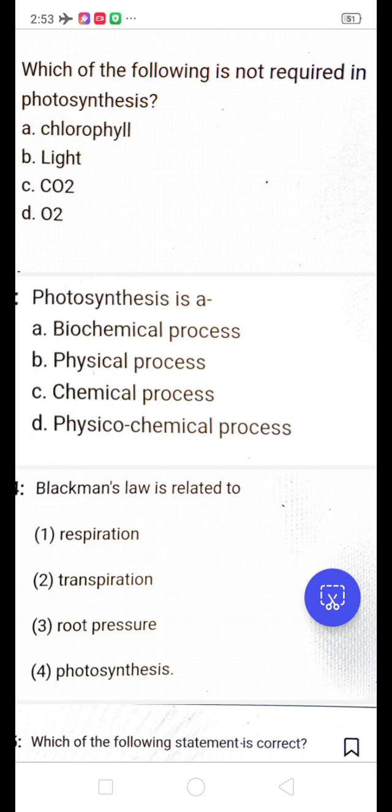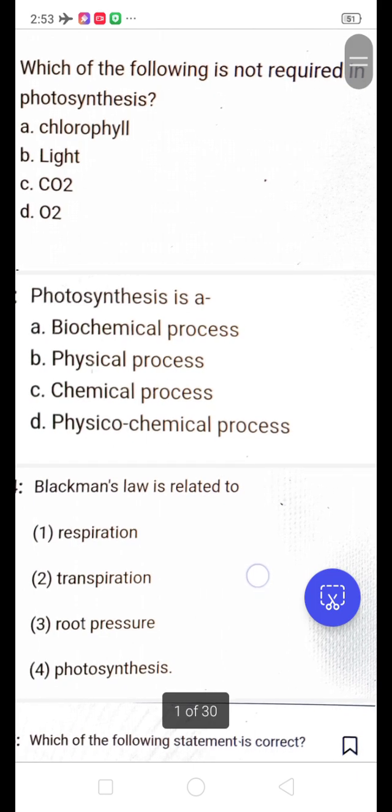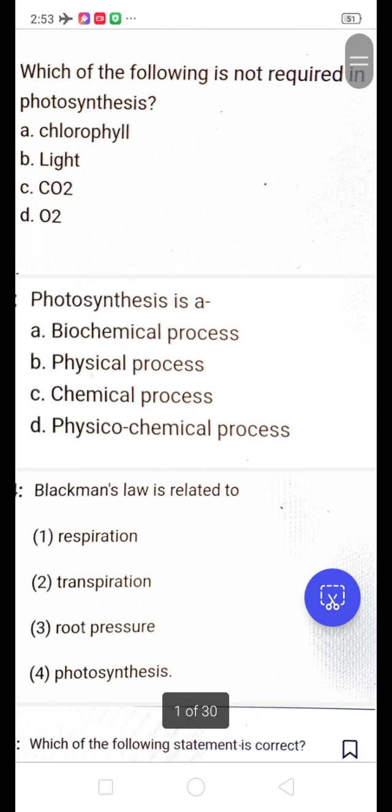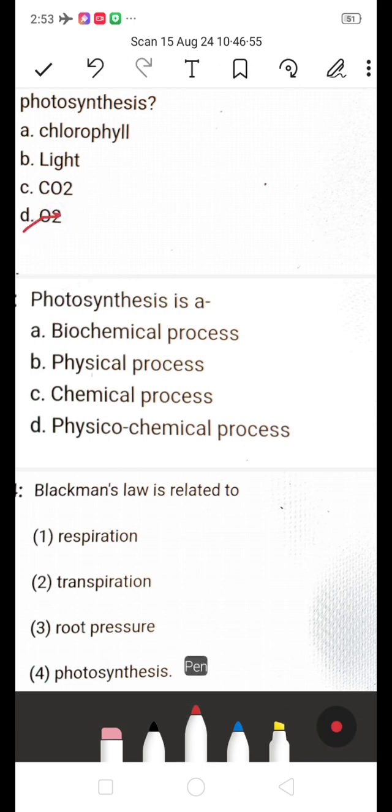First one, which of the following is not required in photosynthesis? Is it chlorophyll, light, carbon dioxide or oxygen? Which is the right answer? Which is not required? Its answer is oxygen. This is not required in photosynthesis. This is the right answer.